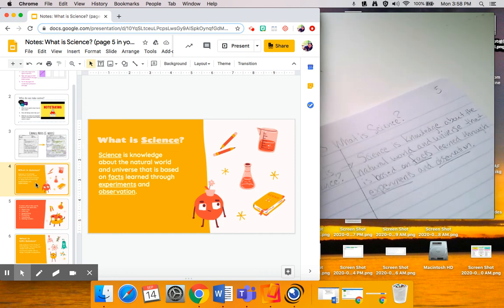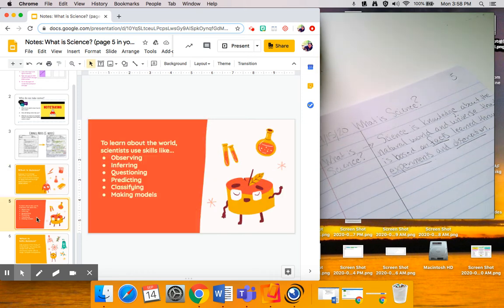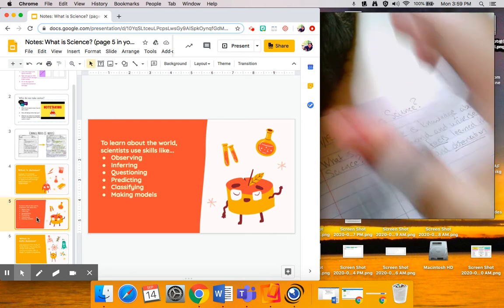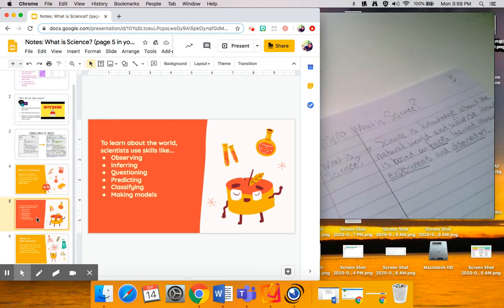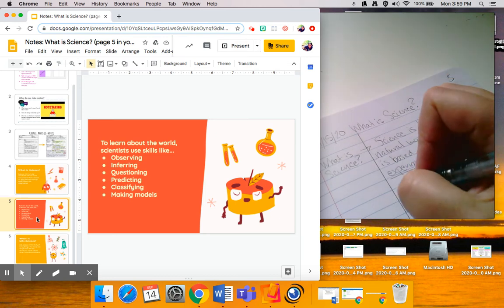Excellent. So we've started off our notes. That's a great start. Remember to take your time and write slow enough that you can read your notes. It's going to become very helpful when it comes to test or quiz time. We're going to move on to our next slide, and we're going to go over some skills that scientists, oh, sorry, that's my cat. Skills that scientists use to learn about the world. And these skills are what we're going to be practicing all year. In any science class, you practice these skills. So I'm going to put this in our notes section.